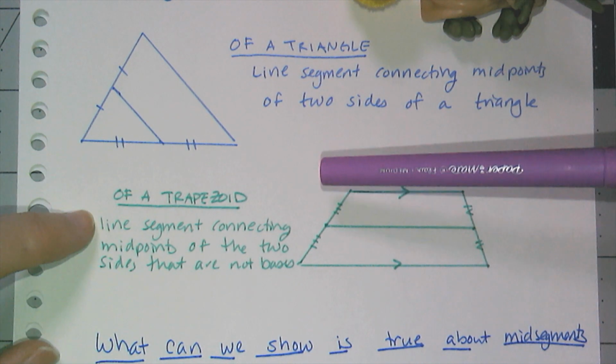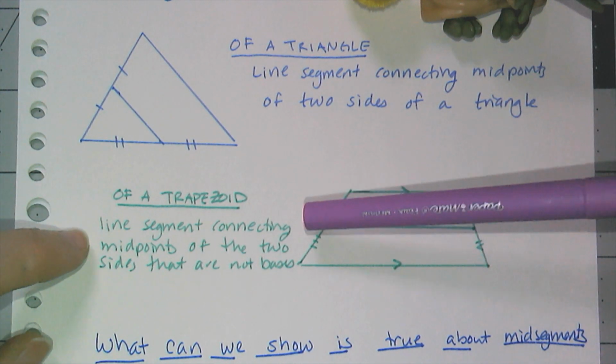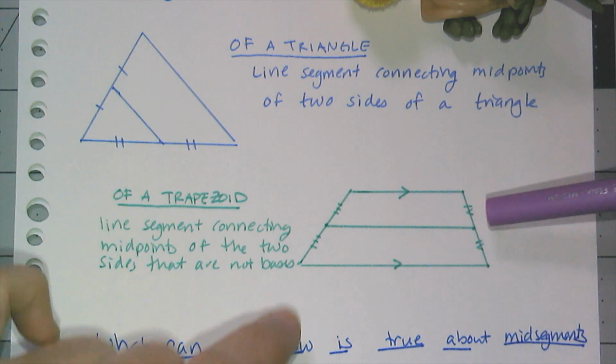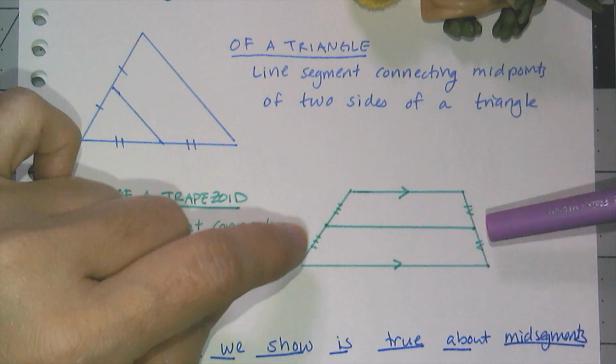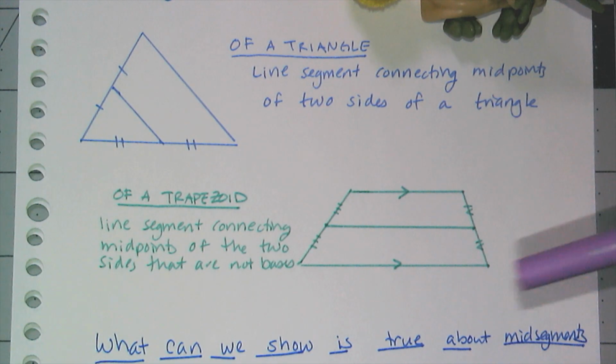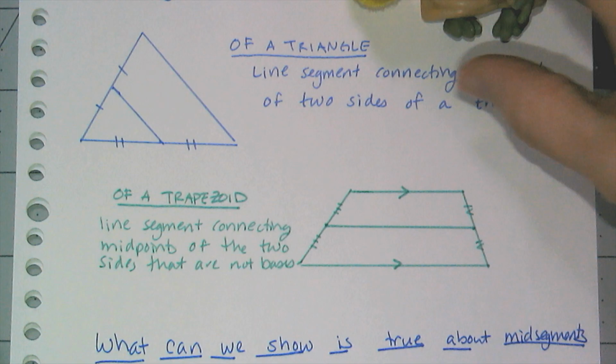Of a trapezoid, it's more specific. It's a line segment connecting the midpoints of two sides that are not the bases. So we can't look at the bases. The midsegment connects the midpoints of these two sides, the sides that are not parallel. So this is the midsegment. So the question now is, what can we show as true about midsegments?